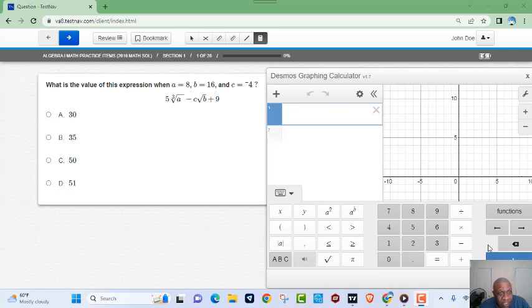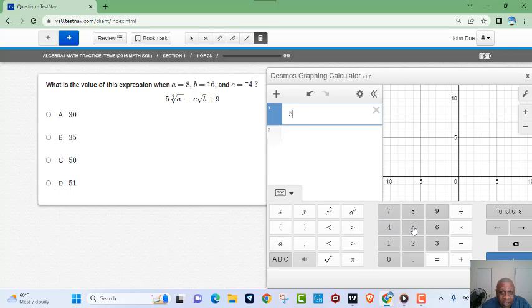So we're in the TestNav practice for Algebra 1 for 2023 based off the 2016 Math SOL standards. Question number 1. What is the value of this expression when A equals 8, B equals 16, and C equals -4? Then they give us this expression here, 5 times the cube root of A minus C times the square root of B plus 9. And we have our answer choices on the left here. We can come over here to DESMOS and let's see how we can enter this.